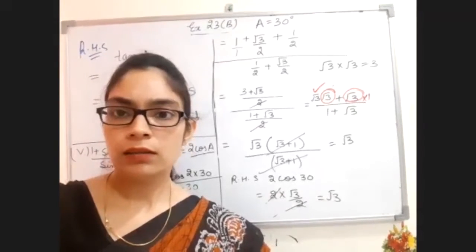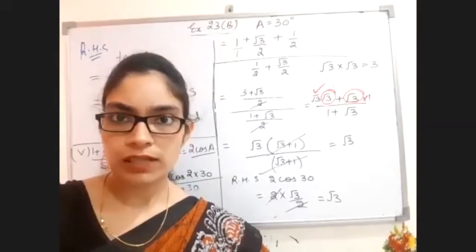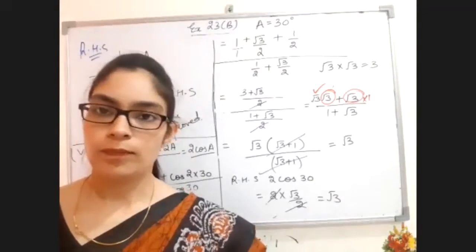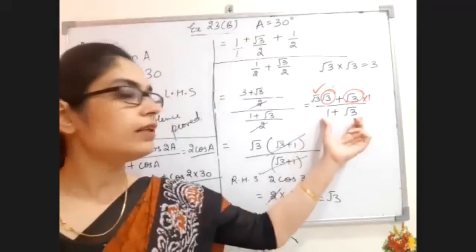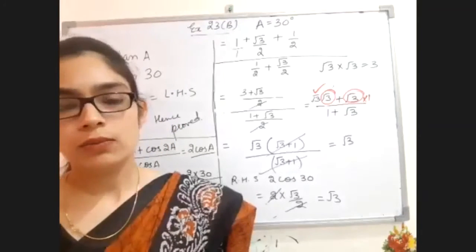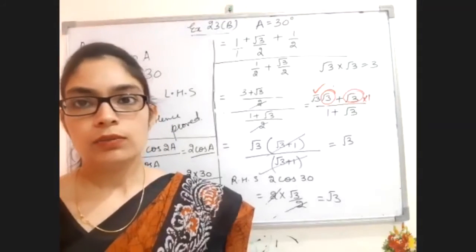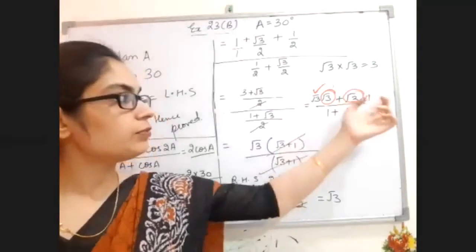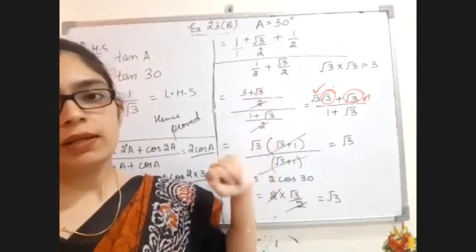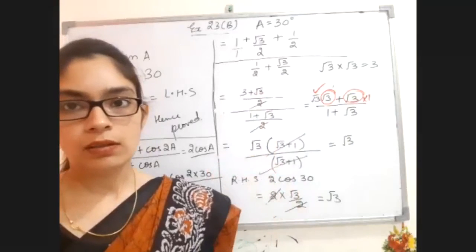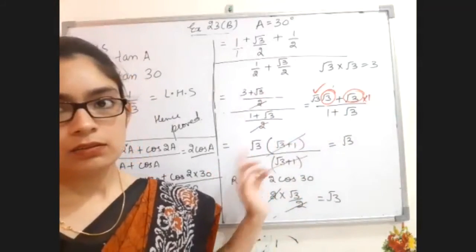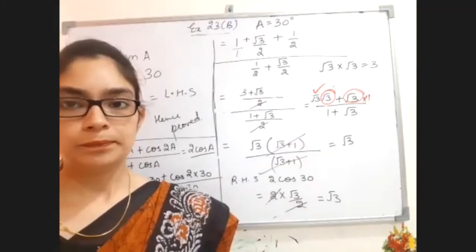Sachin was asking whether we can do rationalization, that also you can do. See, whenever in the denominator you see irrational numbers, you can always do rationalization and do the question. But that step will be a little long. Then you have to rationalize, then you have to multiply the numerator, different numbers are there. So it will become a little long. So directly if you take out common, these things will get cancelled and you will get the answer as root 3.